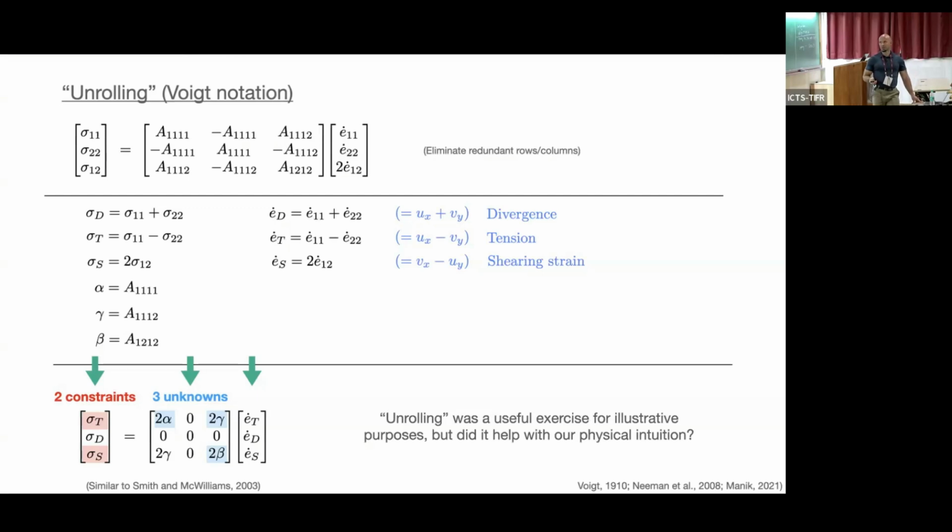And so, okay, this isn't bad, or well, it is bad, but it's not that bad. We're still stuck with this problem that we have more unknowns than constraints. So unrolling helped because at least it let us look at it, but did it help with our physical intuition? I would argue no. But yeah, I mean, it is cleaner though, so what can we do with that?